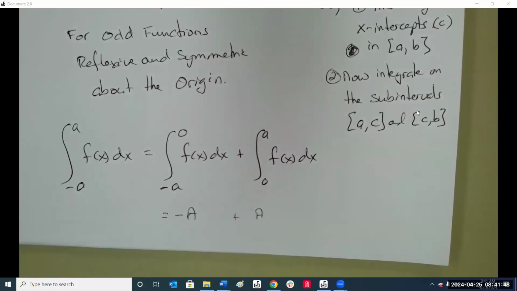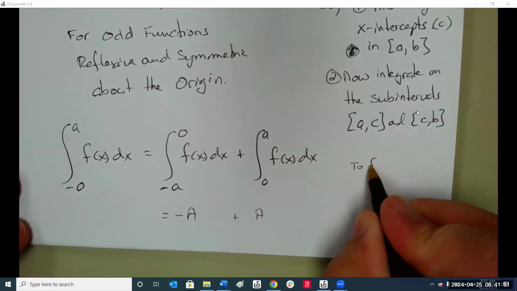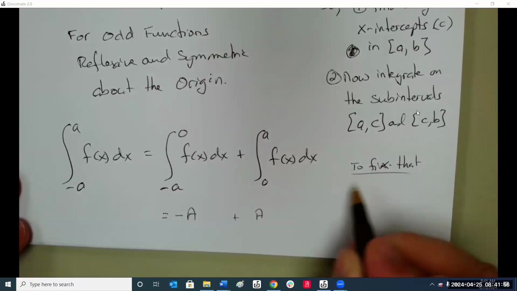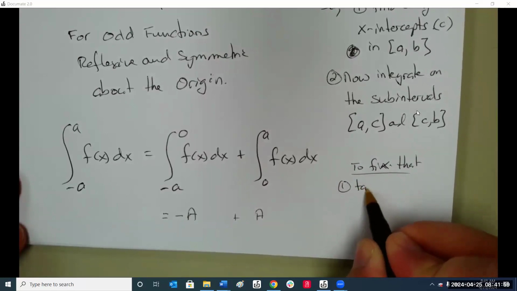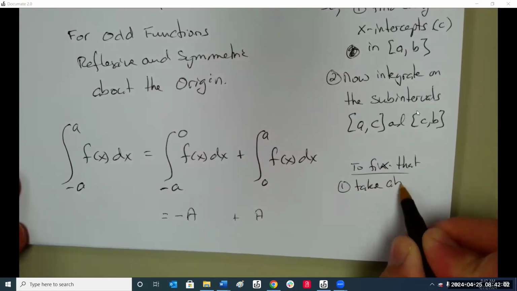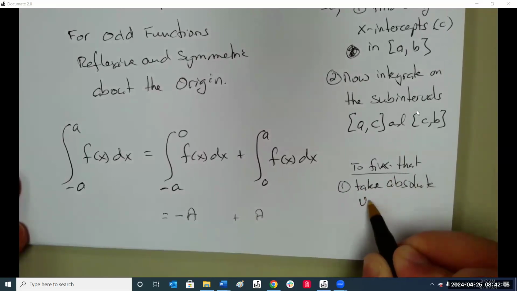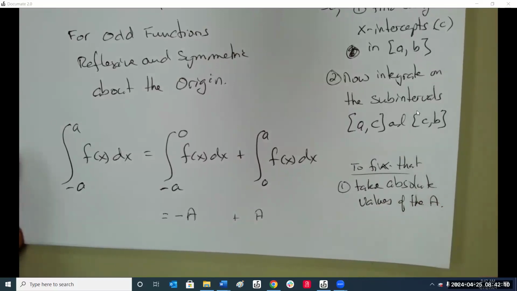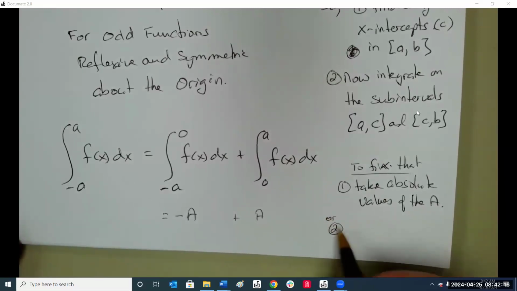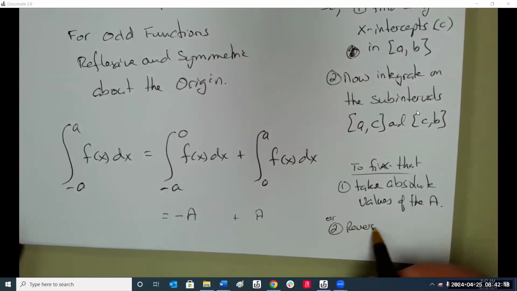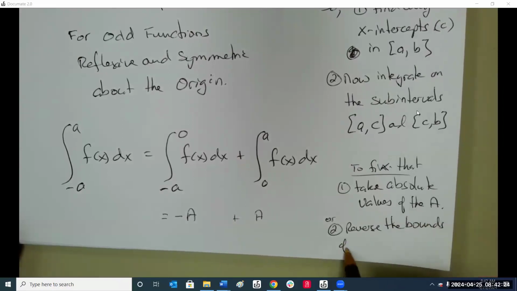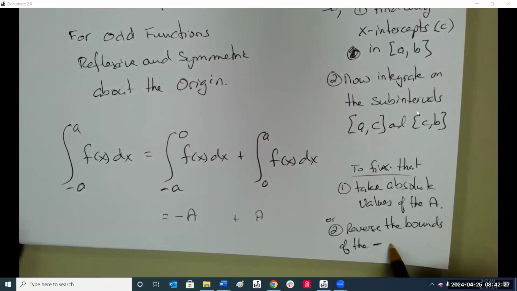So there are 2 ways to fix it. One way is to take the absolute value of the areas. Or reverse the bounds of the negative area.